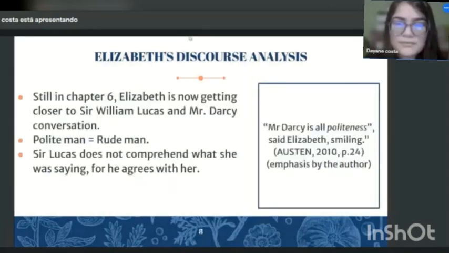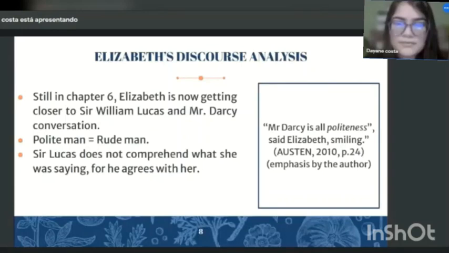Then you have the second example, that is still in chapter 6. Now Elizabeth is getting closer to Sir William Lucas, her friend's father, and Mr. Darcy's conversation. When she gets closer, Sir William suggests that Darcy takes Elizabeth to dance, but she says that she does not want to dance with him because she knows that he does not like her. And Darcy insists on dancing with her, and then she says, "Mr. Darcy is all politeness," said Elizabeth, smiling. You see the emphasis on the word politeness, because here you have another irony. Elizabeth said politeness, but she thinks Darcy is a rude man, not a polite man.